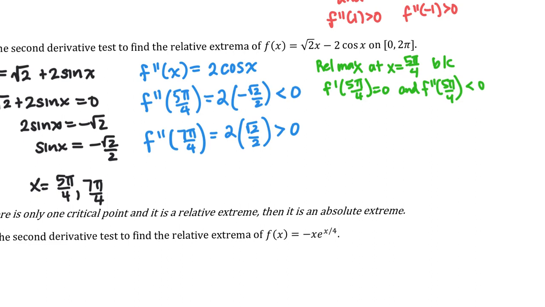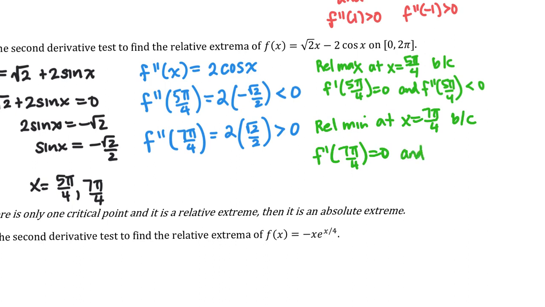Okay, now the second derivative at x equals 7 pi over 4 was positive. Since it's positive, it's concave up, which means this must be a relative minimum. Okay, I'm going to say the first derivative equal to 0. And the second derivative at 7 pi over 4 was positive, and that's how I determined that it was a relative minimum. And that's my justification for the second derivative test.